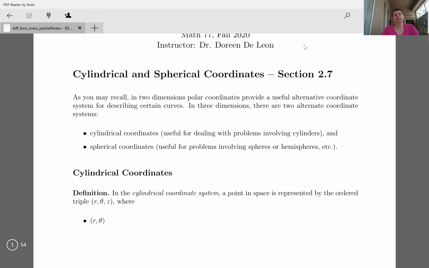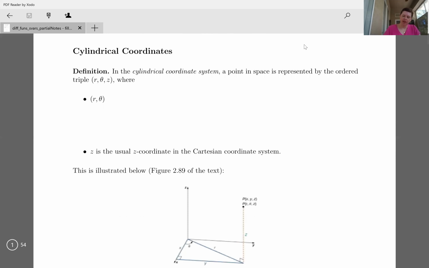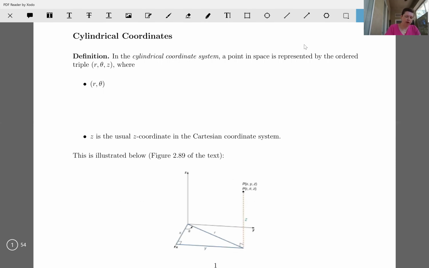So what motivates this? Well, if you remember, in 2 dimensions, we look at polar coordinates as a useful coordinate system for describing certain curves. And so now cylindrical coordinates, big surprise, are useful for dealing with problems involving cylinders, and spherical coordinates are of course useful for problems involving spheres or hemispheres, etc. So what are cylindrical coordinates, you might ask? And I'm awfully glad you asked.